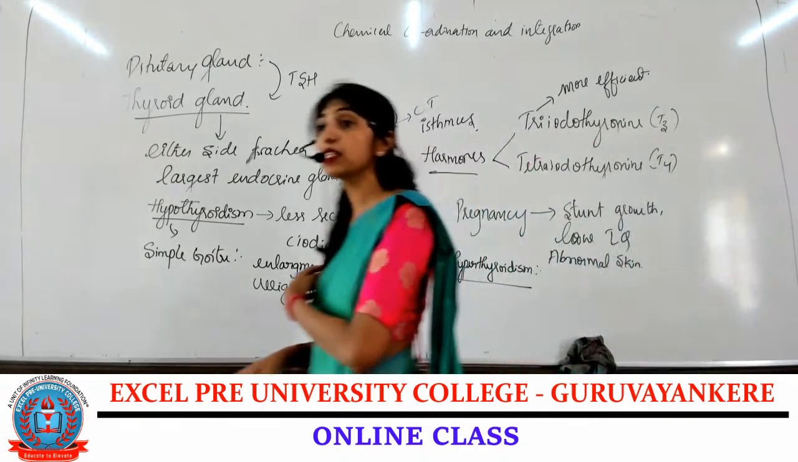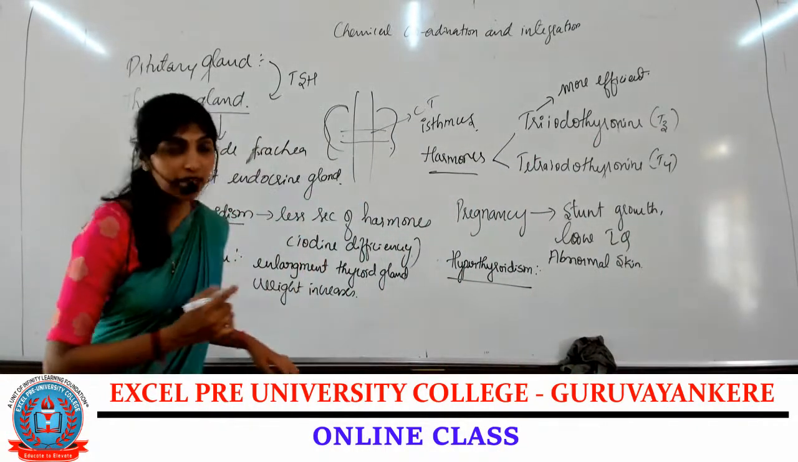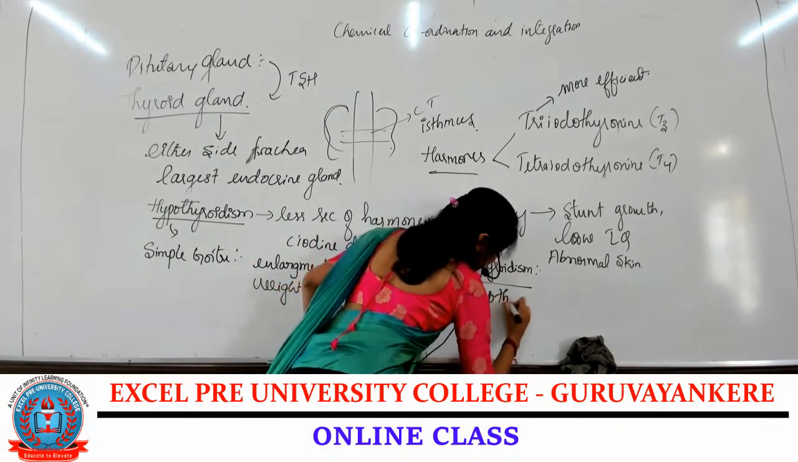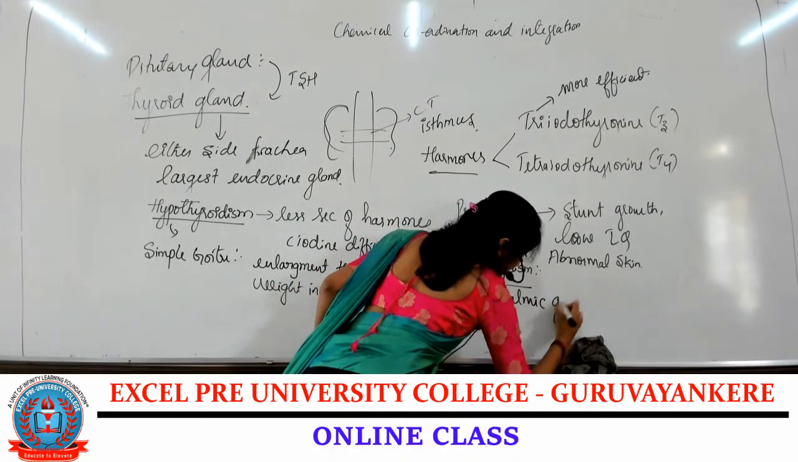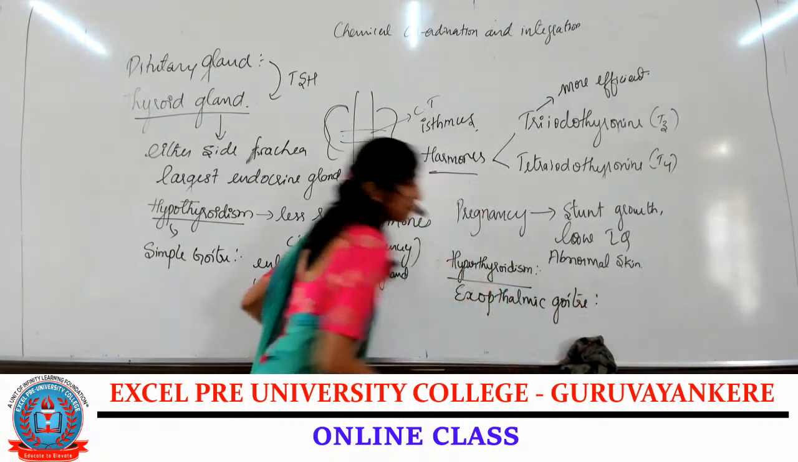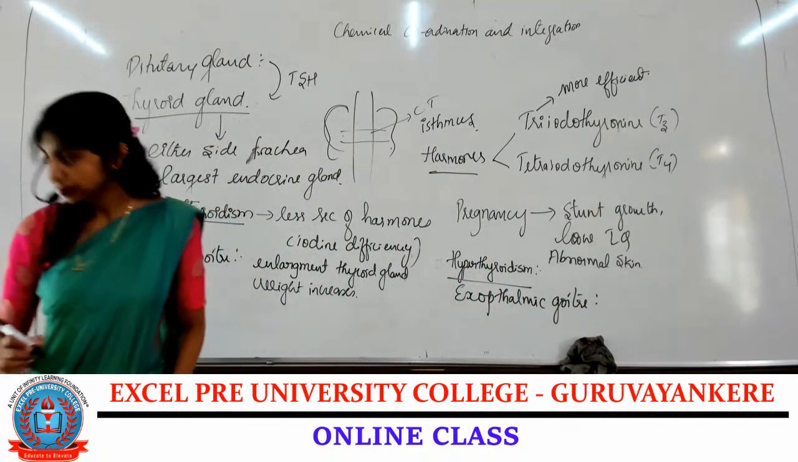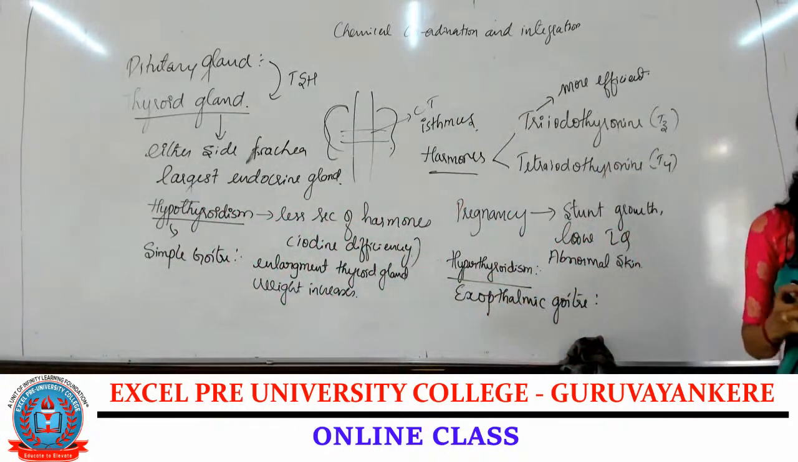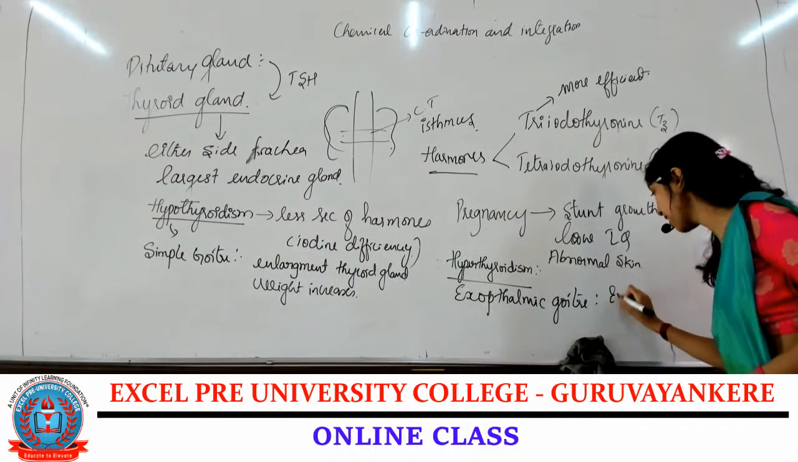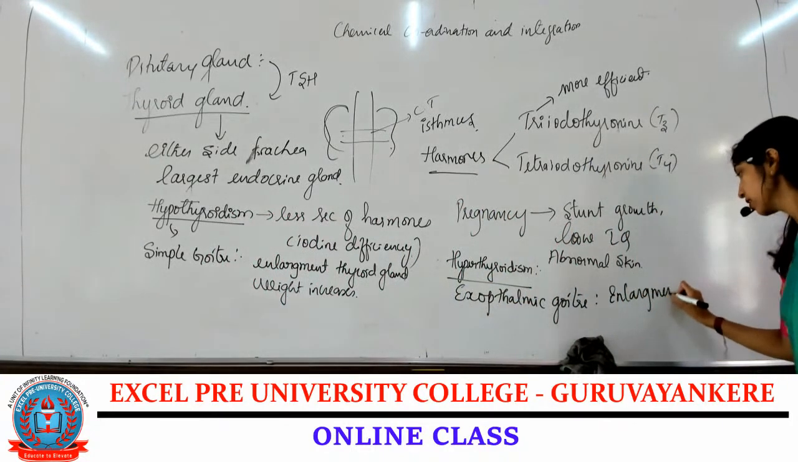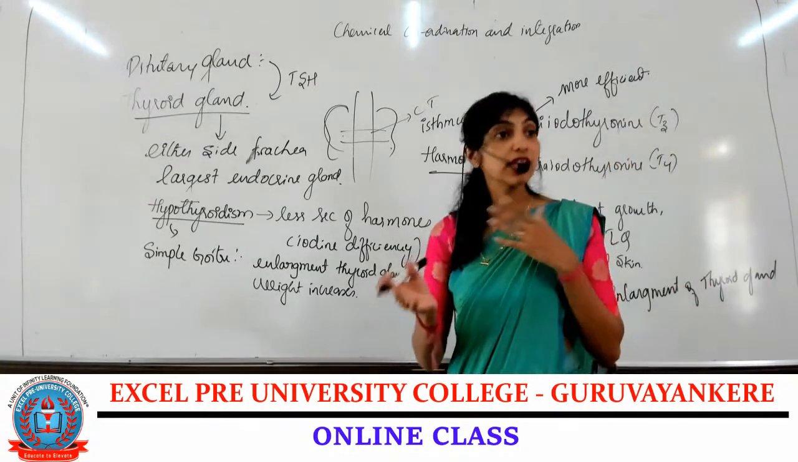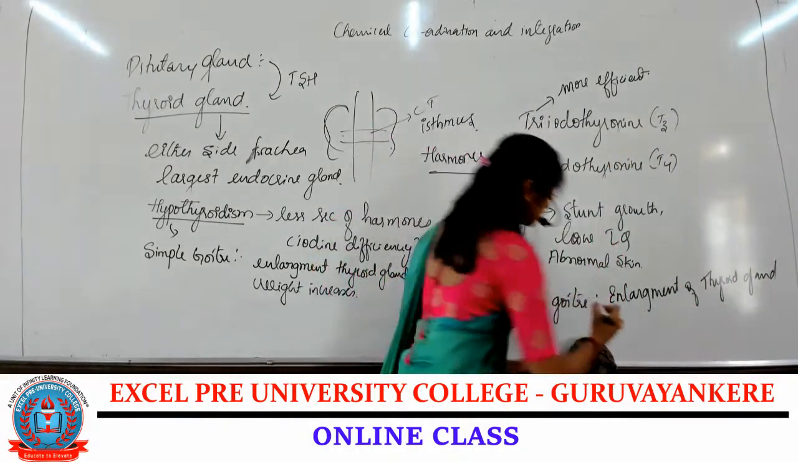Hyperthyroidism is also called exophthalmic goiter. Now, what happens in exophthalmic goiter? It also leads to enlargement of the thyroid gland and weight loss. These are the main symptoms.